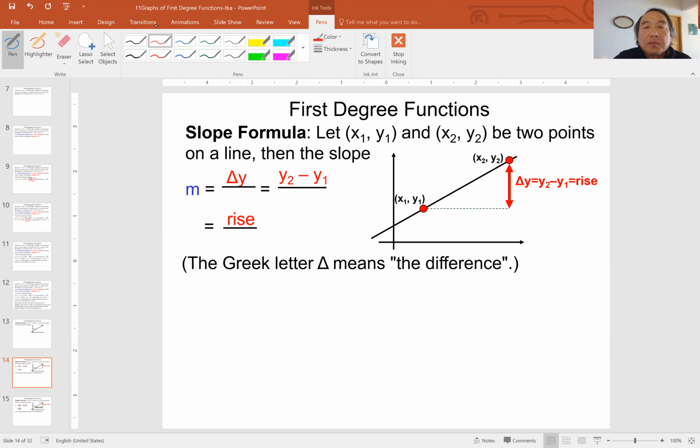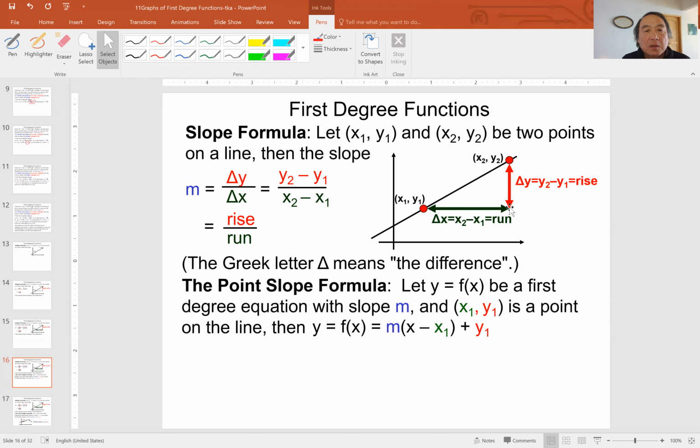How it's calculated: suppose I know two locations and I want to find the slope of the line through those locations. I take in the numerator the difference in the height, divided by the difference in the run. Okay, so this is the slope formula.